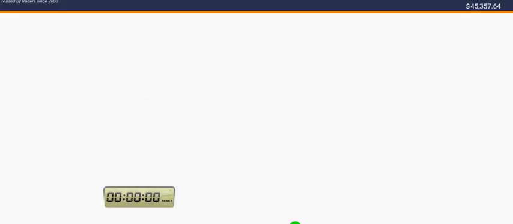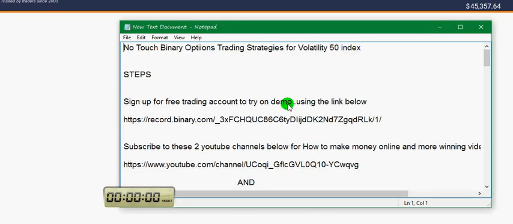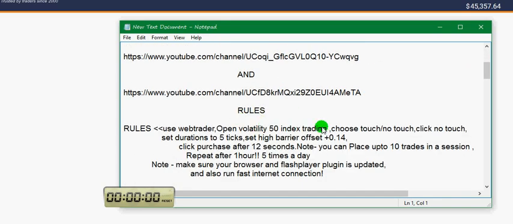So here we are going to be trading the volatility 50 touch strategy. These are the rules for this strategy. You open the volatility 50 index. You choose the touch, no touch, click on no touch, set your durations, set the higher barrier offset, then click on purchase after 20 seconds. This is why we have a timer, so make sure you have a timer on your PC. Make sure you have a strong internet connection as well.